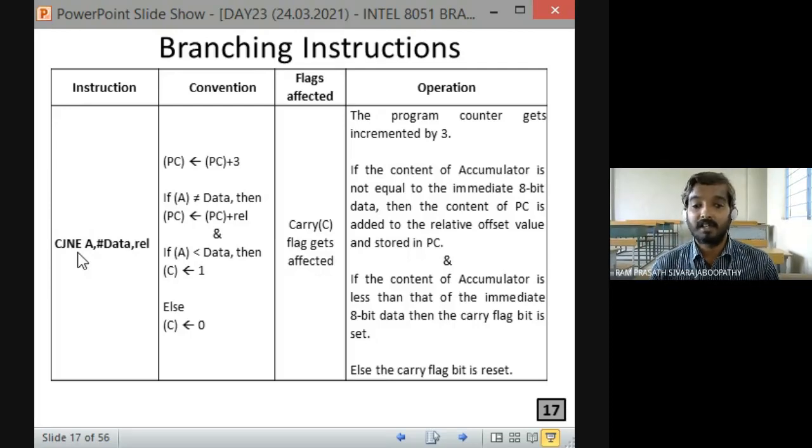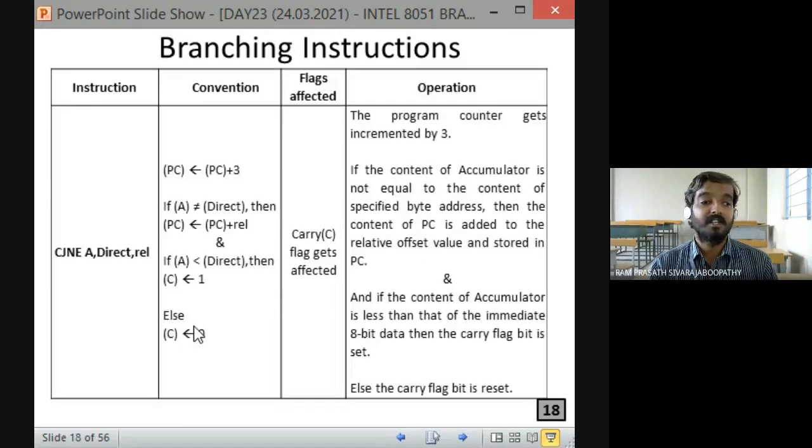See, the accumulator data is compared with the immediate data. Fine. If it is not equal, then it jumps to the specified address based upon the offset value. At the same time, if the data is lesser than the accumulator content, the carry flag will get set, else carry is going to be reset. That means the carry flag definitely is going to be affected when you are executing the CJNE instruction.